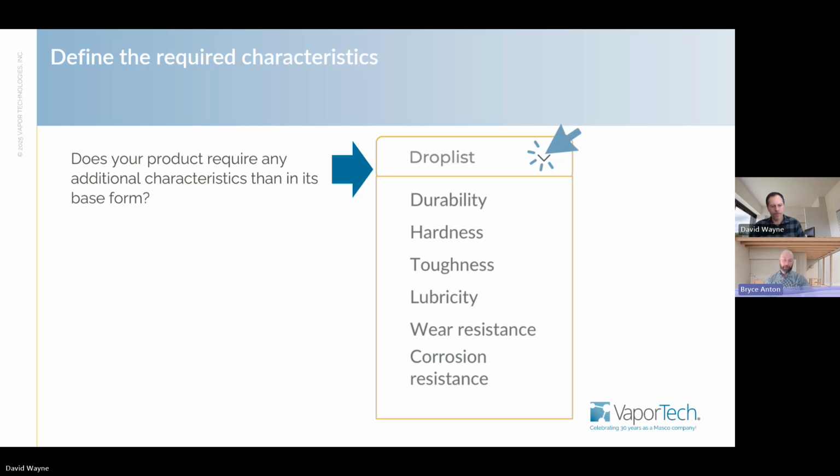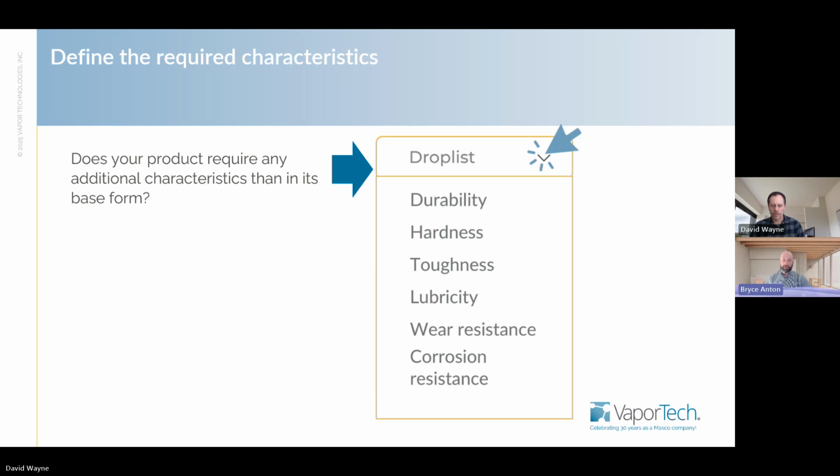But typically we run into three situations when we have a new opportunity come to us. One is somebody's already got a product that's being coated, and maybe it's being done at a job shop or a service provider, and they're just looking to bring it in house, and they already know what coating works. And maybe it works or maybe it's not as good as they'd like it to be, but we at least have a starting point, and we can replicate that coating or make it better or do something different.